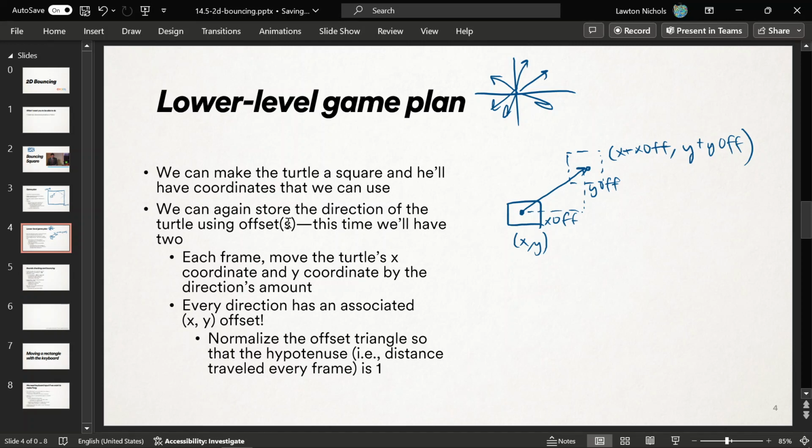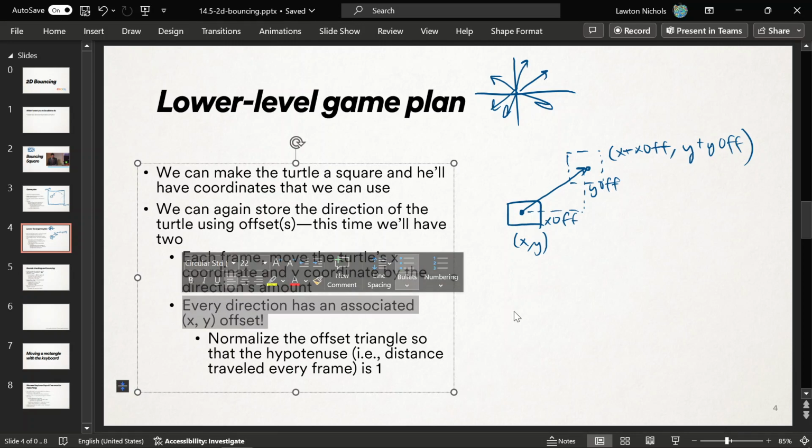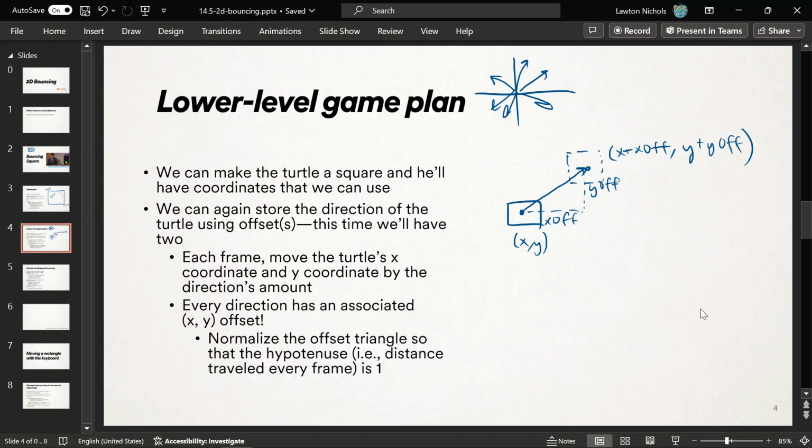So yeah, we're going to have that random direction, and every direction has an associated x, y offset. And then I want to deal with normalizing that offset as well. So I'll have to draw that in just a second. But let's see. How do I want to do this?